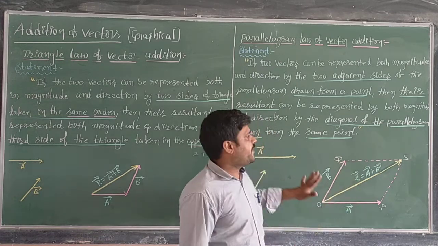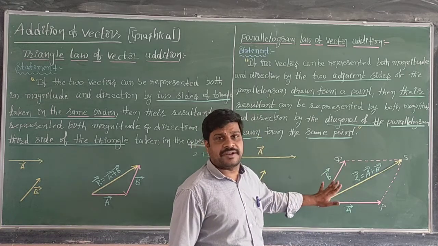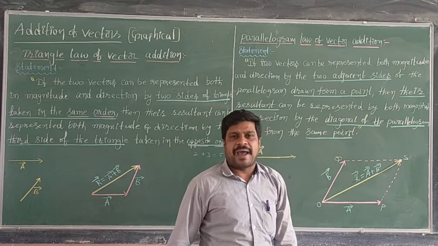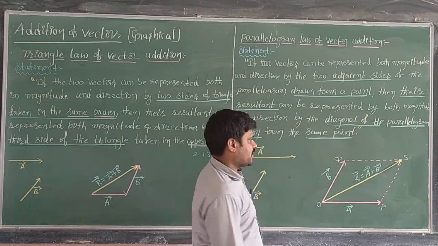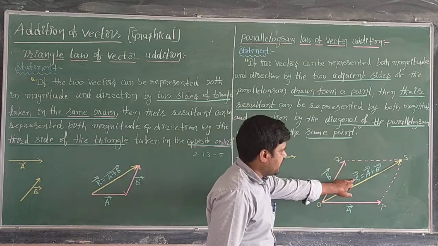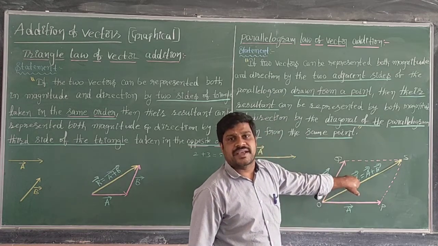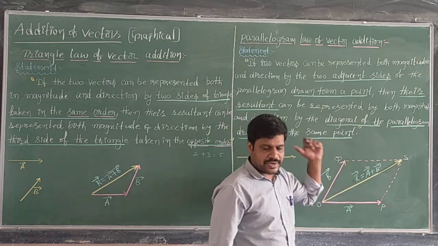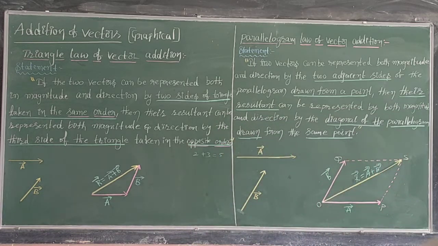So for that, we have to derive the expression for the magnitude of the resultant vector in the parallelogram law of vector addition. For this resultant vector, we have to derive the expression for magnitude. Now that is our aim right now. See, look at here. Very, very important for 3 marks.